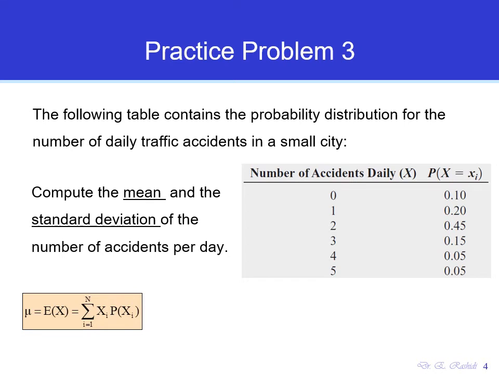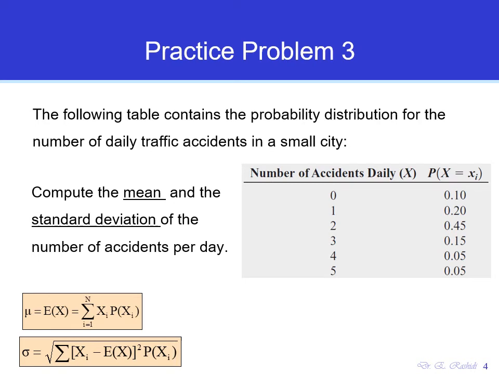So this is the formula for the expected value, and this is the formula for the standard deviation. We need to first find and compute the expected value. And the expected value is just, as you see here, the summation of multiplying each value that the random variable takes by its probability and then summing them all.